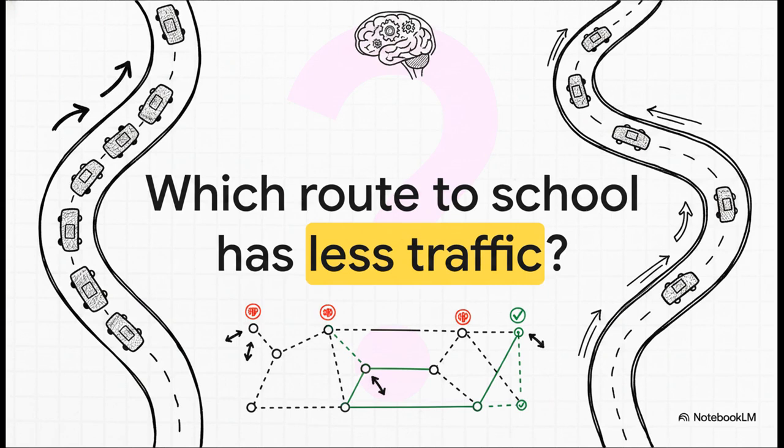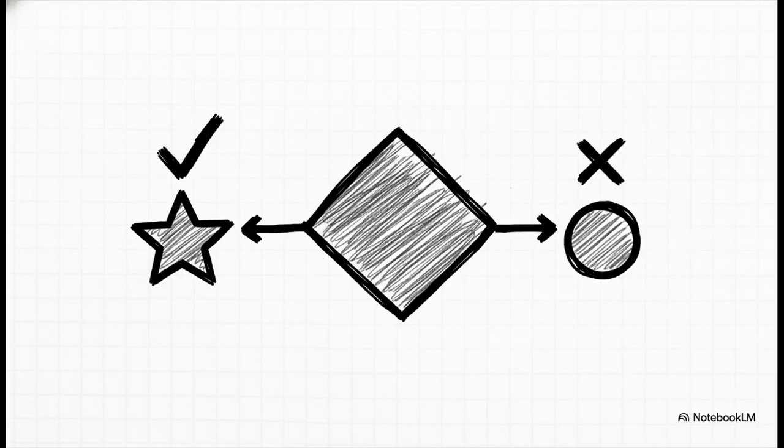Think about your morning commute. How do you pick the best route to school? You select based on traffic. And this brilliantly illustrates how simple true or false binary conditions act as crossroads, totally dictating the final outcome.